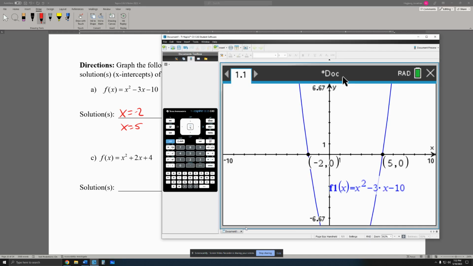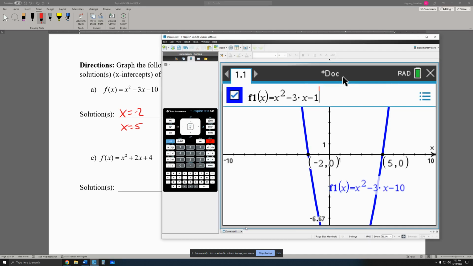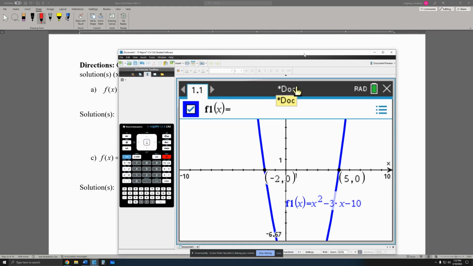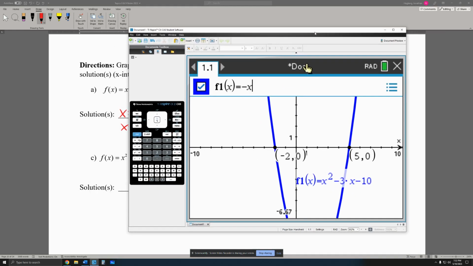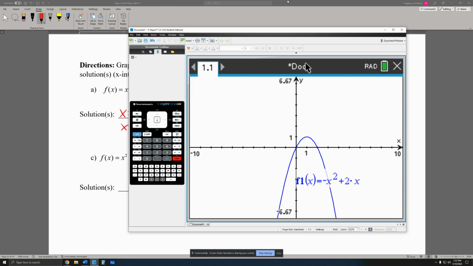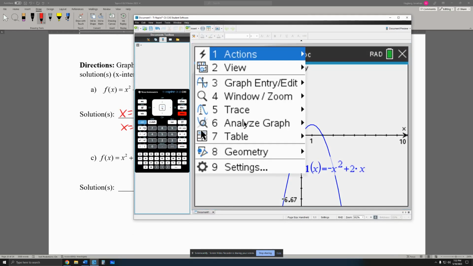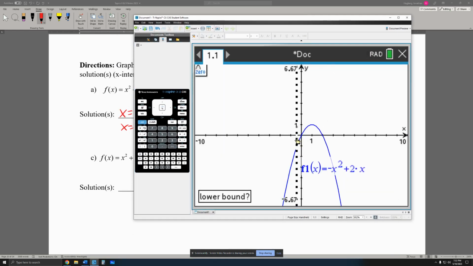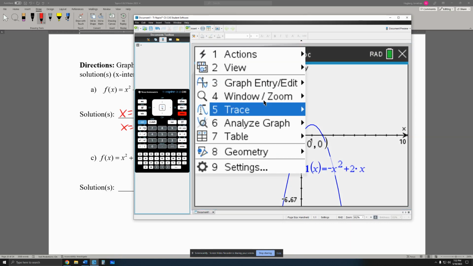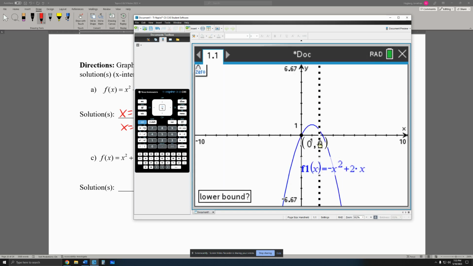Back to our calculator. Tab to get back to our function. So that was -x squared, and then plus 2x. Hitting enter. We got to find these zeros. So menu, analyze graph, 0. We're going to do the first one right there. That's the origin. Menu, analyze graph, and 0. We'll do the second 0 right there. So we have one at the origin and one at 2, 0.